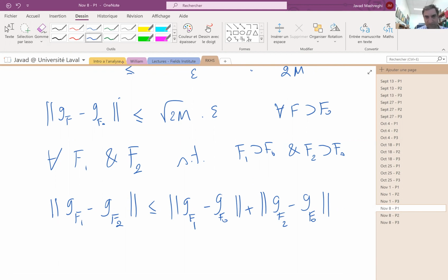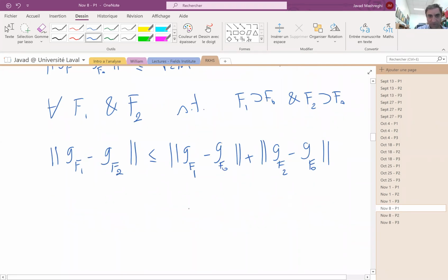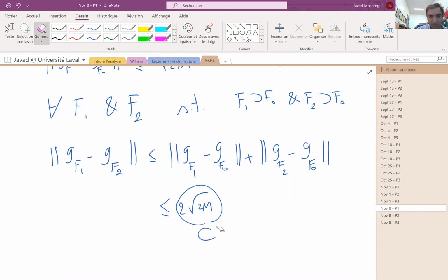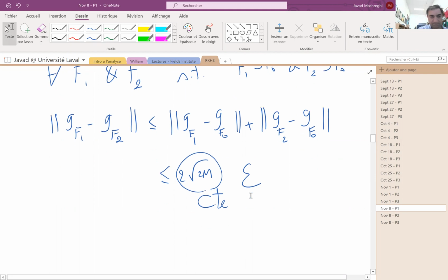And each of them is big O of epsilon. So it gives us 2 times root 2m. It's a constant, C. It's not the same C that we had before, but it is C times epsilon. And thus, this shows that G_F, I mean, F in X finite, is Cauchy.